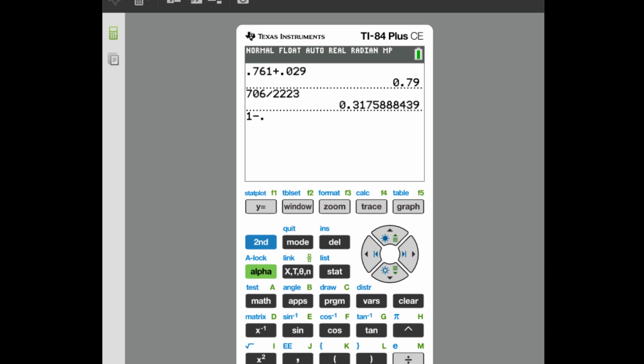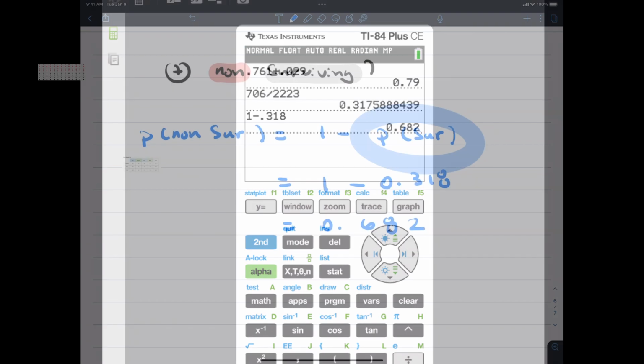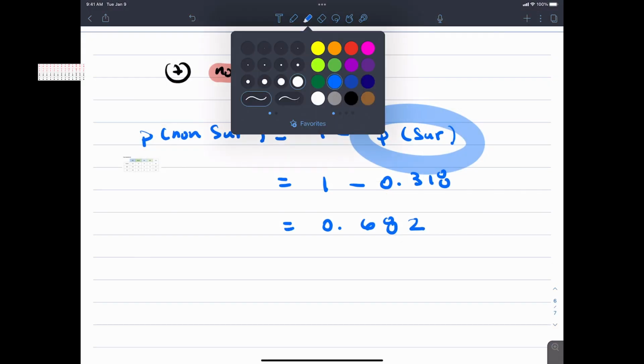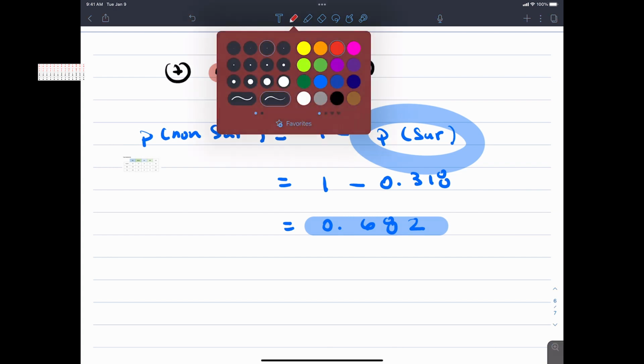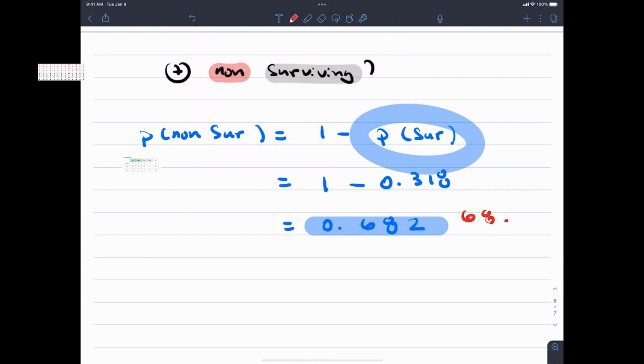One minus 0.318. What does that give you guys? Isn't that 0.682? And that's 68.2%. So 68.2% of the passengers, ladies and gentlemen, did not survive.